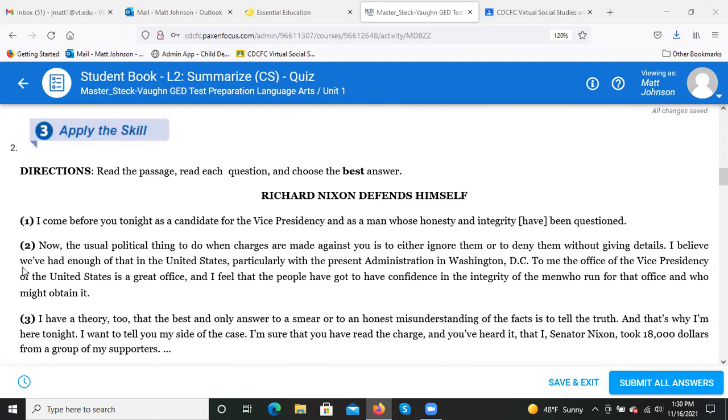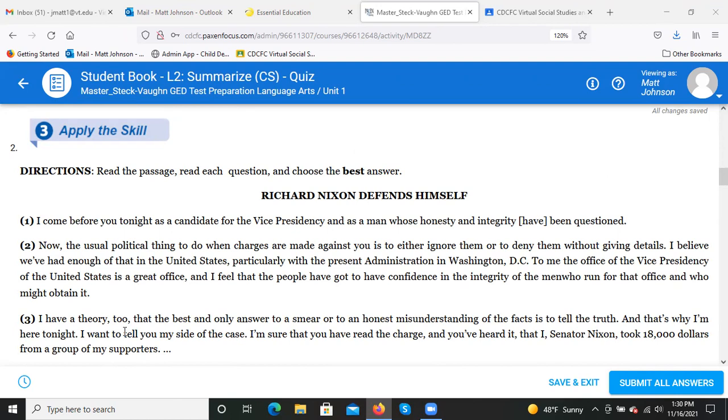I come before you tonight as a candidate for the vice presidency and as a man whose honesty and integrity have been questioned. Now, the usual political thing to do when charges are made against you is to either ignore them or to deny them without giving details. I believe we've had enough of that in the United States, particularly with the present administration in Washington, D.C.